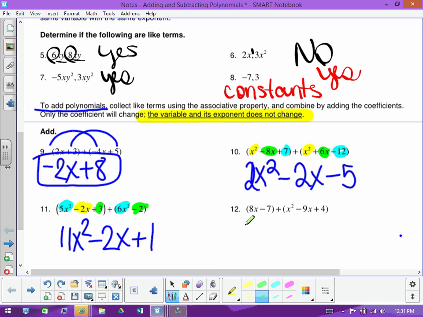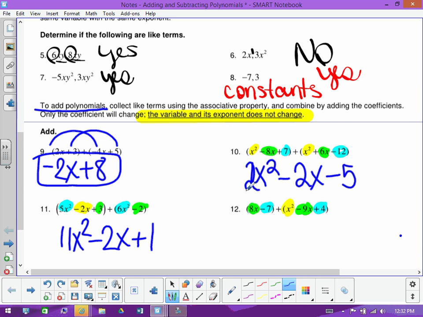Anything on 12. Here's 8x. There's 9x. There's a negative 7. There's a 4. This one doesn't have anything to go with it. We don't make problems where we don't have one. When it says combine like terms, that's all you need to do is combine like terms. So we want to go with descending order, if at all possible.